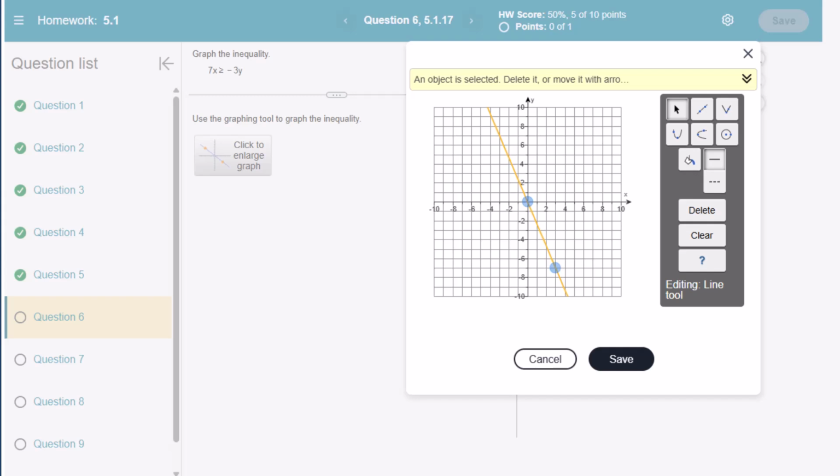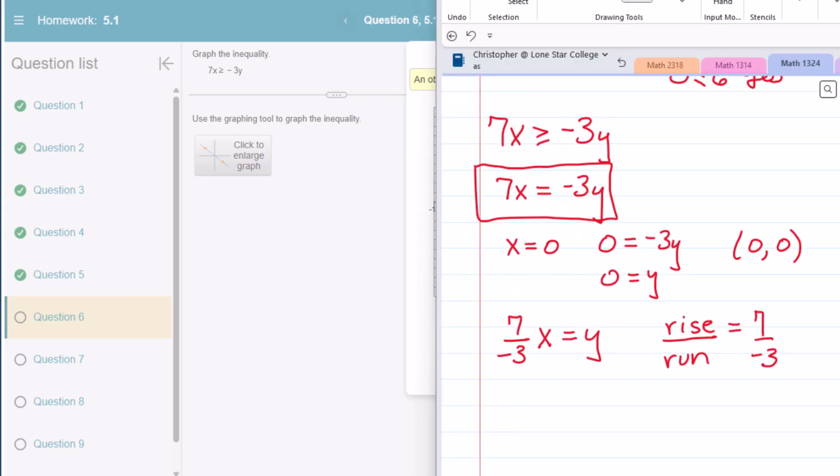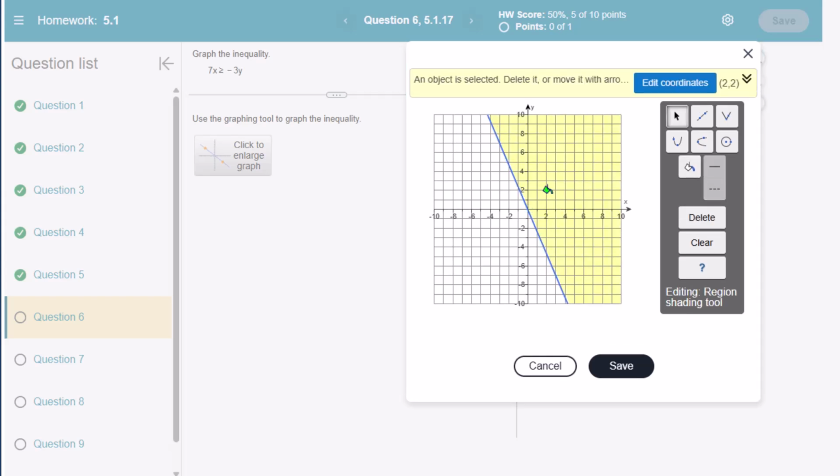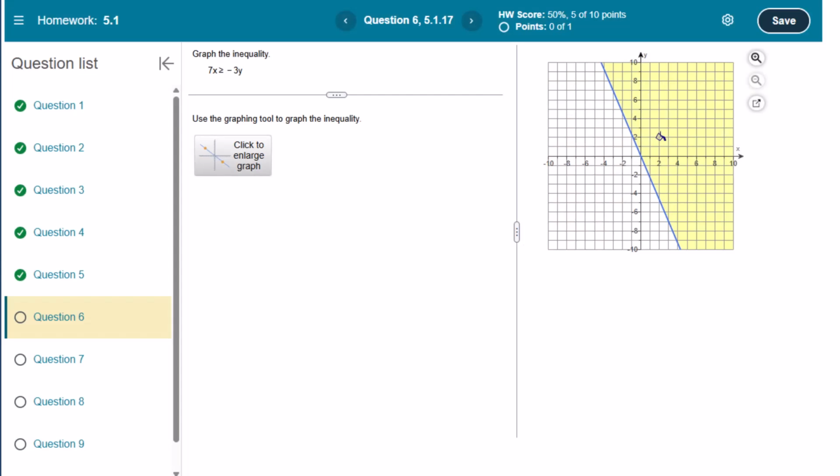Now I need to pick one test point and see if it works or not. The problem is I can't pick 0, 0. It's on the line. But it doesn't matter. You can pick anything else that you like that's not on the line. How about 2, 0? Let's try it out. So 7 times 0, is that greater than or equal to minus 3 times 2? So is 0 bigger than minus 6? Oh, that's a yes. That means that the point 2, 0 does work, and that's over here. So I'm going to shade that side, save it, and let's see if it's happy. And it is.